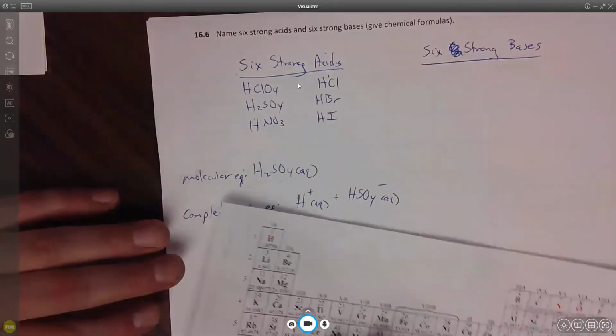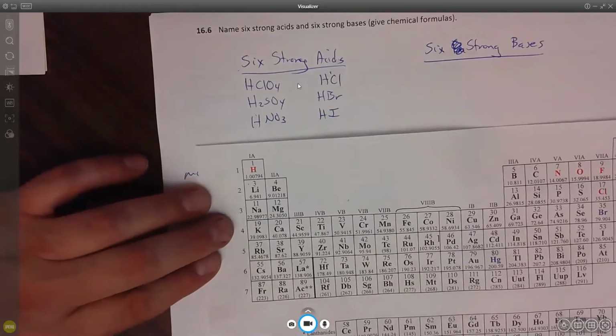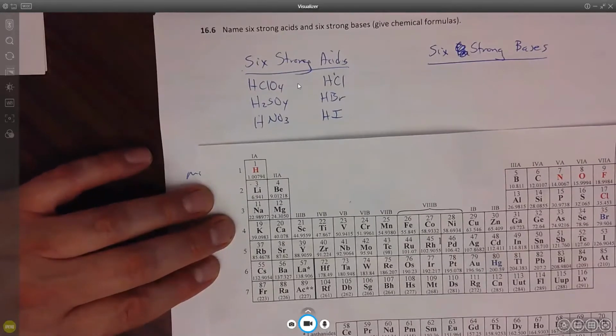Okay, Kaylee, how about the 6 strong bases? NaOH, LiOH, KOH, and then CaOH2, SrOH2, and BaOH2. Exactly right.